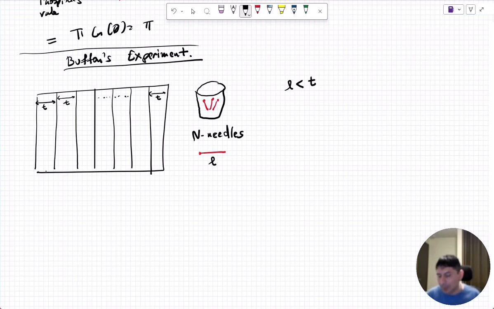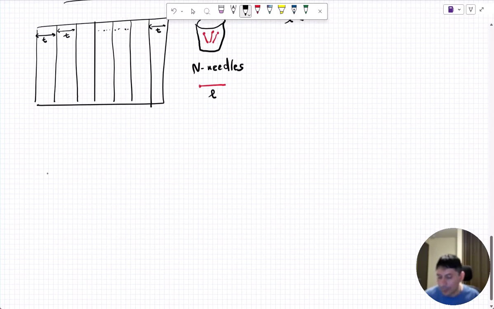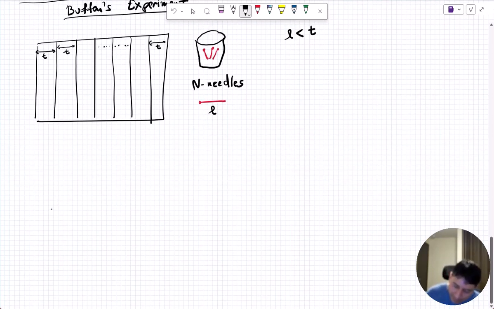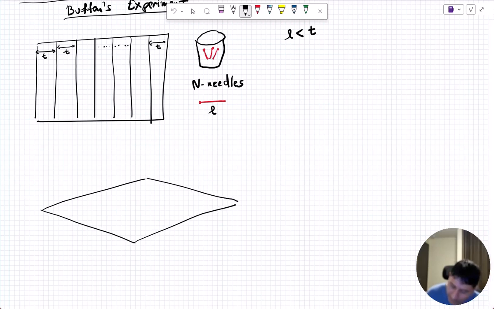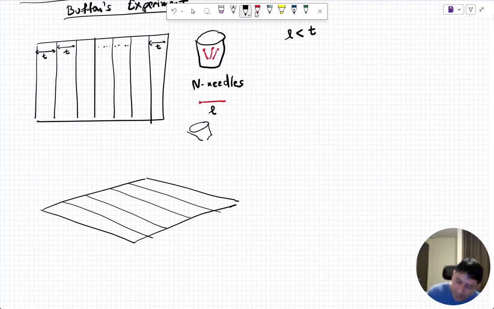And this is how we do the experiment. We're going to throw the paper on the floor. We're going to assume the paper is big enough, right? It's huge, and these are the vertical lines. And then we're going to dump the needles onto the paper. Here's one needle. Here's another needle. And it's going to be a random drop, right? So it's important that it's a random drop.